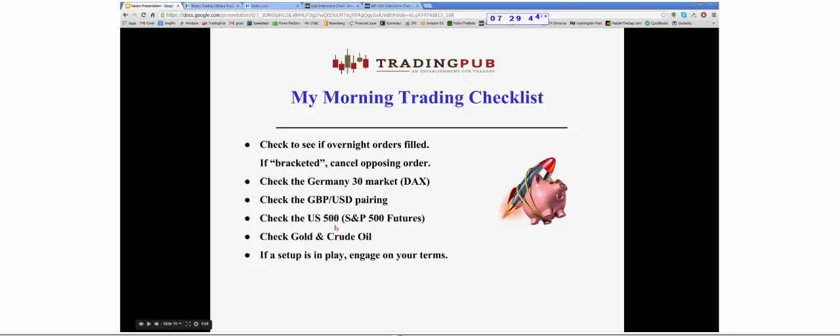I take a look at the markets that I trade most often in Nadex, the S&P 500, gold, crude, and if there's a setup in play, once again, I engage it on my terms. It's not often that I take market orders anymore. I only take them if a stock is running away and there's a short expiration time, and I can just hitch a trade to that rocket and let it take me over the line. That's the only way I'm going to risk $70 to make 30.